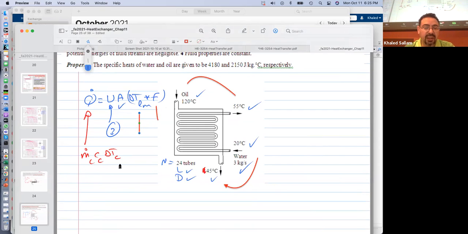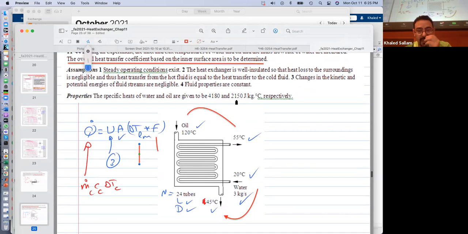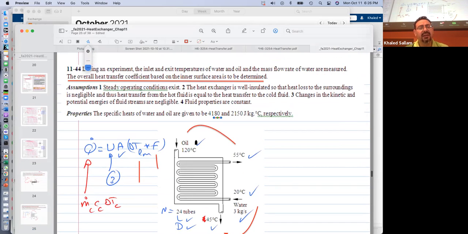And the Q dot, you can get it from the cold side, because again, he told us the flow rate of the cold, 3 kilograms per second, and of course the Cp of the water. So you can get this Q dot. Okay, so the only thing that's unknown is the U. So what is with U based on the inner surface area? What is the deal with that? What does it mean?